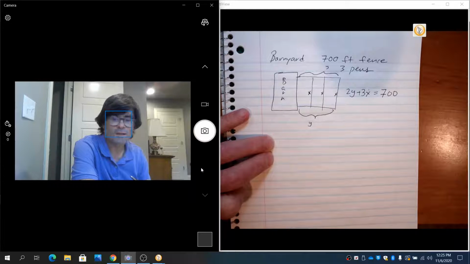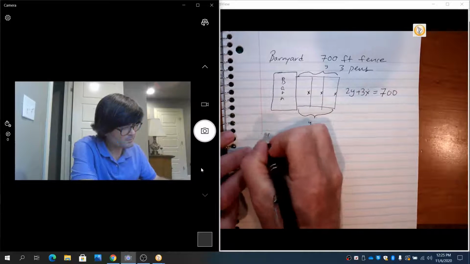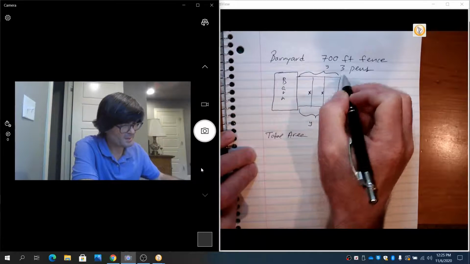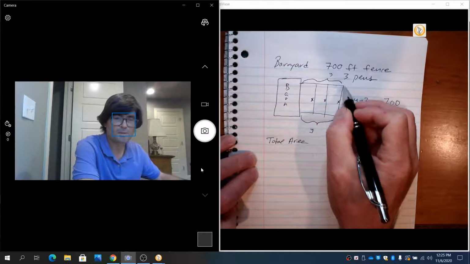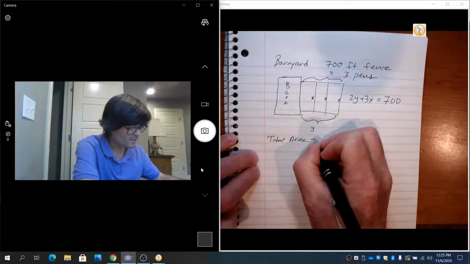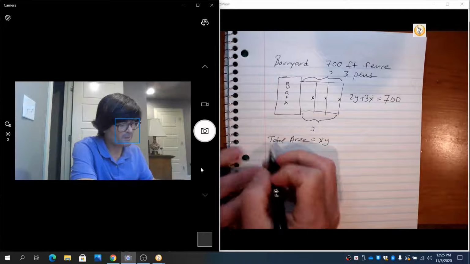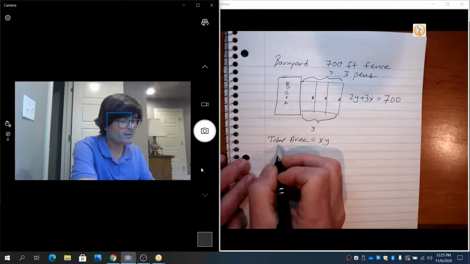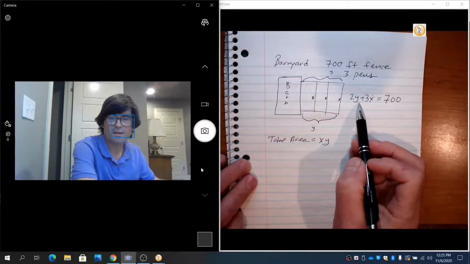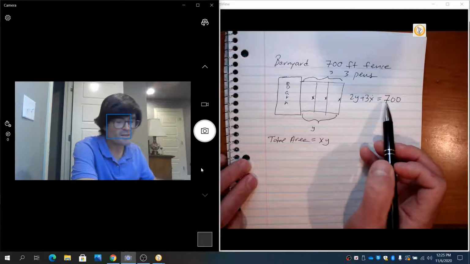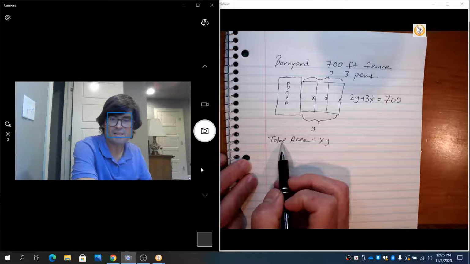Then my total area is going to be y times x, the whole that side times the whole this side. So x times y is my total area. This is what I want to maximize. So if there's more than one variable, you need an equation that describes the relationship between those 2 independent variables. Then you need what it is you want to maximize, and that is this.